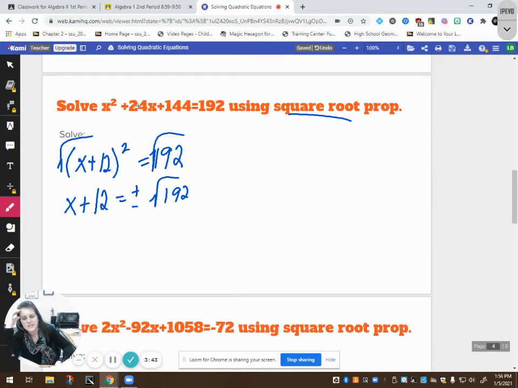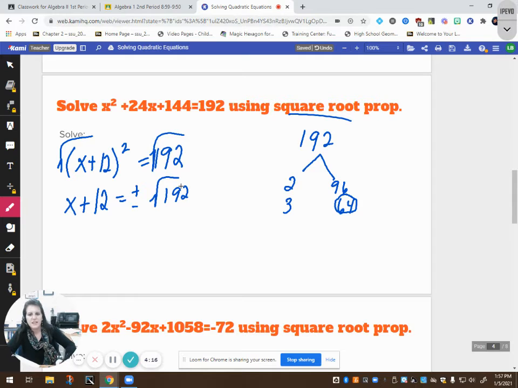Okay, so now let's think about this. 192 is not a perfect square, but we can probably break it down into something that is a perfect square. So I'm thinking about 192 and some things that it is divisible by. Let's see here. I can see that it would be divisible by 2, so 192 divided by 2 would be 96. 192 could divide by 3, and I get 64. I'm going to stop right there because I see that 64 is a perfect square.